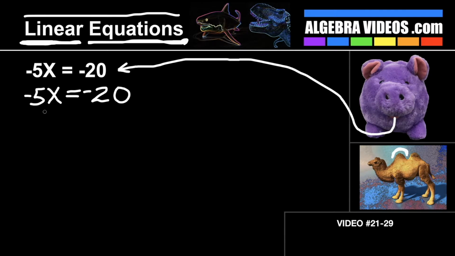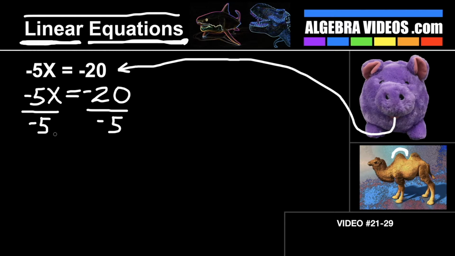Don't need to worry about anything else. So I can add, subtract, multiply, divide. I can do anything I want to both sides of an equation as long as I do the same thing to both sides of the equation. In this case, what I'm going to do is divide both sides of this equation by a number. And I'm going to choose a number that will get rid of this negative 5. Well, guess what? The number I'm going to choose is negative 5. I'm going to just divide both sides of this equation by negative 5.